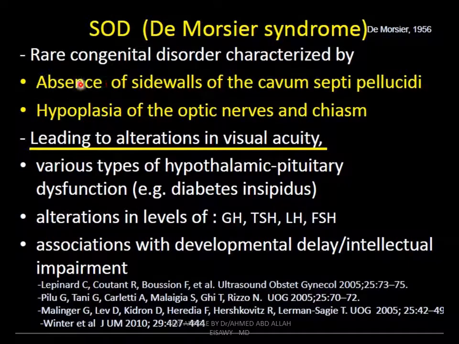Septo-optic dysplasia is a rare congenital disorder characterized by absence of the side walls of the cavum septum pellucidum, hypoplasia of the optic nerves and chiasm, leading to alterations in visual acuity, various types of hypothalamic-pituitary dysfunction, as in diabetes insipidus, alterations in the levels of hormones, and association with developmental and intellectual impairment.